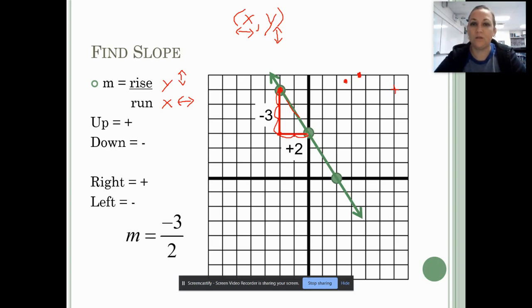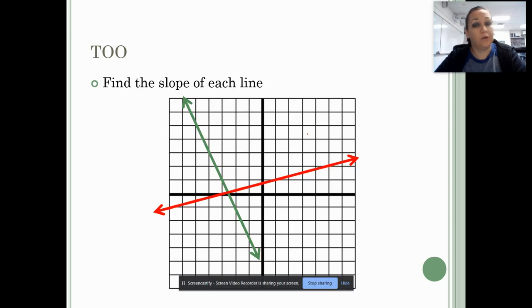Okay, so we're picking 2 dots. We're counting our rise first and our run second. Our final answer is always a fraction. For our next lines, I'd like you to try them on your own. So see if you can figure out the slope of these 2 lines on your own. Go ahead and pause the video and write down your slopes, and then we'll check in.